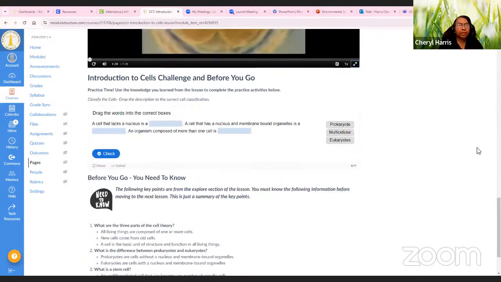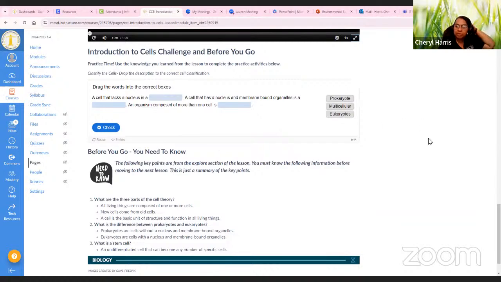All right. Now, this one didn't work for me last time because for some reason my spots don't stick, but take a minute to do a check. You're going to drag the words into the boxes and see if they stay. Mine didn't stay. See if yours do. A cell that lacks a nucleus. So if you go back up to the little paragraph that we read, which one has a nucleus and which one doesn't? A cell that has a nucleus and membrane-bound organelles is which one? And an organism composed of more than one cell is.